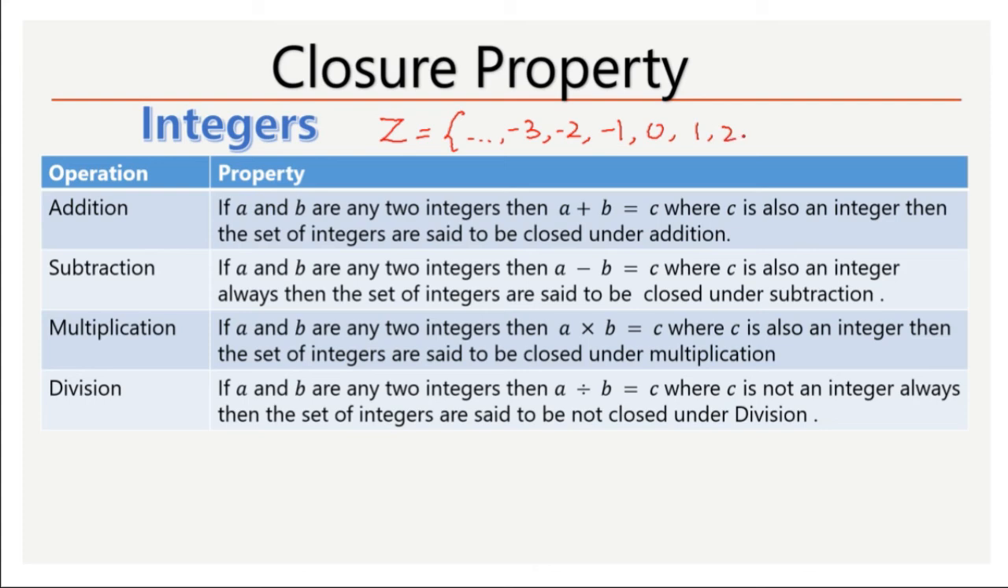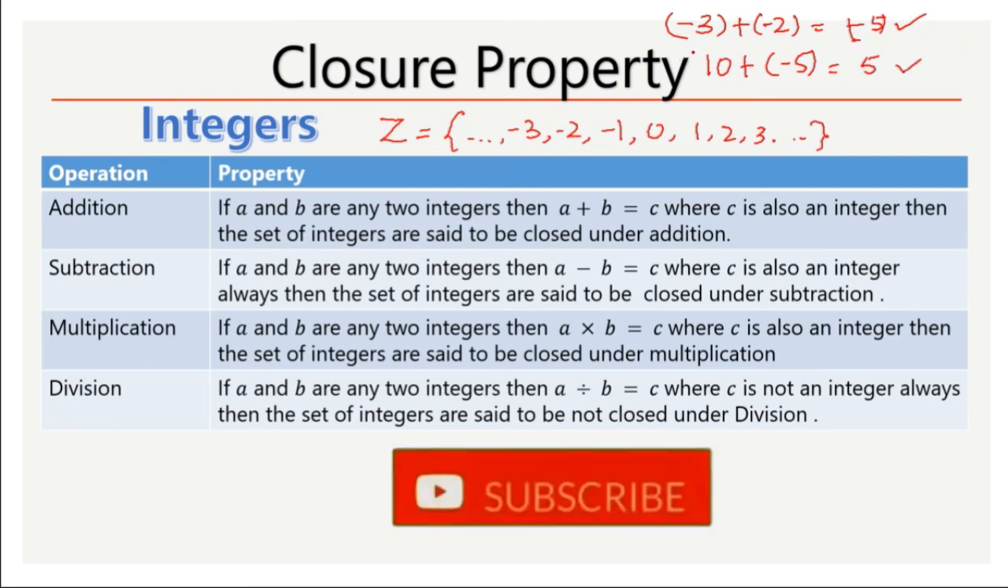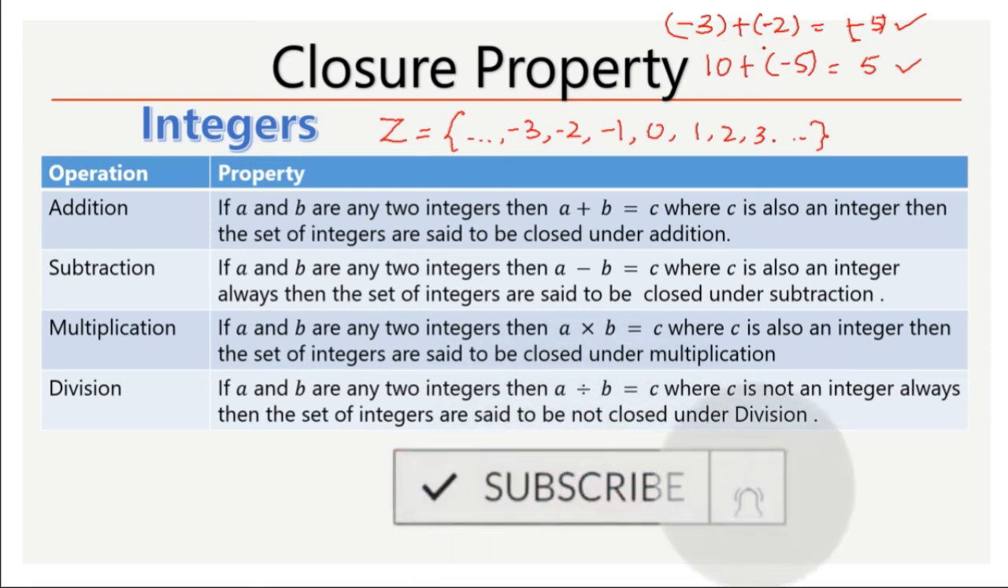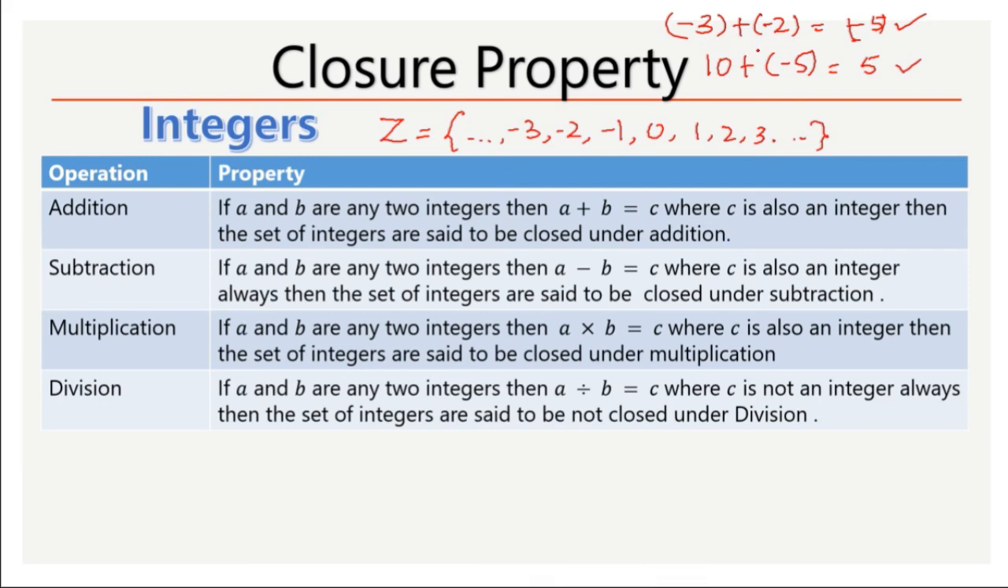0 and positive numbers. Suppose I consider minus 3 and minus 2, their sum is negative 5. Negative 5 is an integer. If I consider positive 10 added to negative 5, I get positive 5. It is also an integer. So when we take any two integers, either positive or negative, we always get the sum as an integer only. So we say that the set of integers is closed under addition.